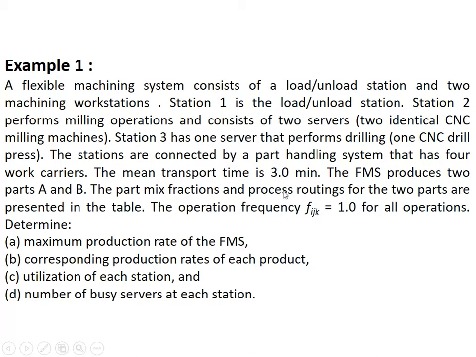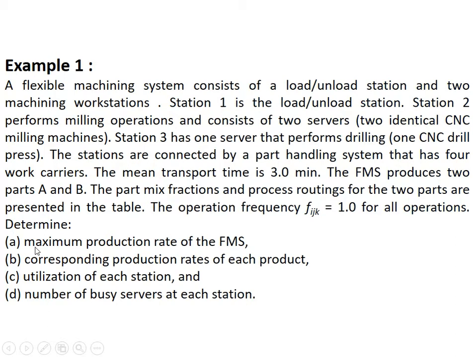And we have the work part handling system, which has four carriers, and the mean transport time, this is very important, I will tell when it is coming. The mean transport time tn plus 1 is 3 minutes, already given, and the flexible manufacturing system produces two parts, A and B, presented in the table. We need to get the information from the table in the next slide. And the operation frequency is fixed, that is 1 for all operations.